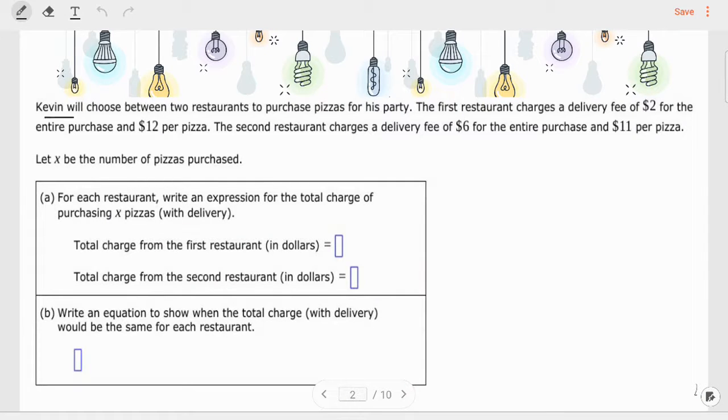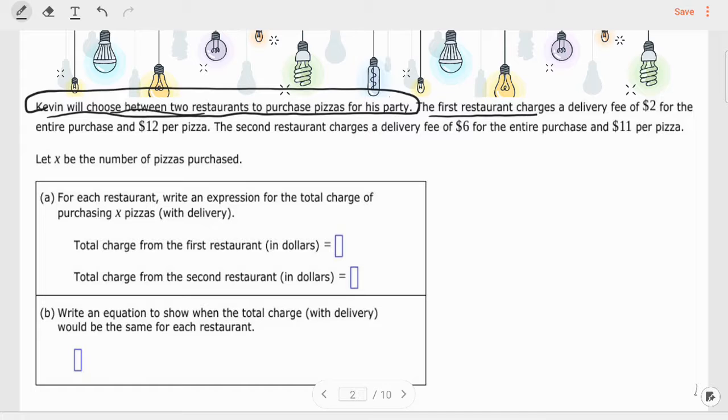All right, very first thing to know, whenever you're comparing two different things, it is very likely that you are going to have variables on both sides. So he's choosing between two restaurants, variables on both sides. The first restaurant charges a delivery fee of $2 for the entire purchase and then $12 per pizza. So $2 for delivery fee, $12 for each of the pizzas.